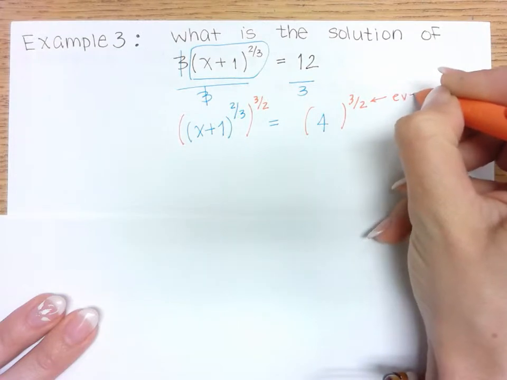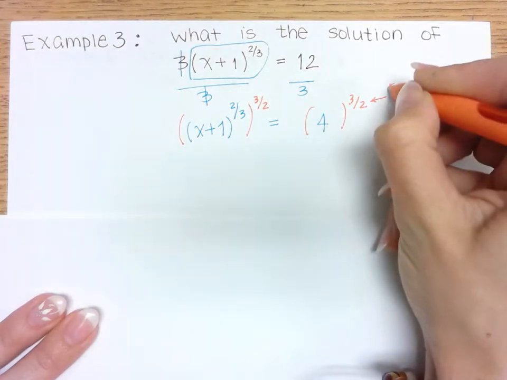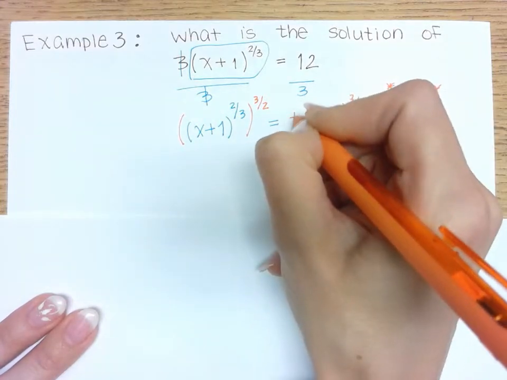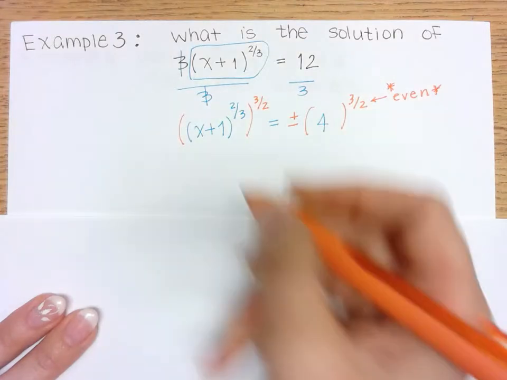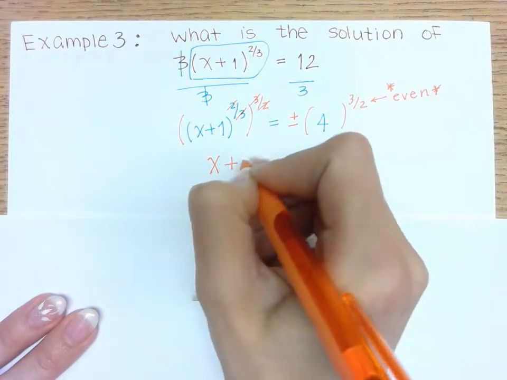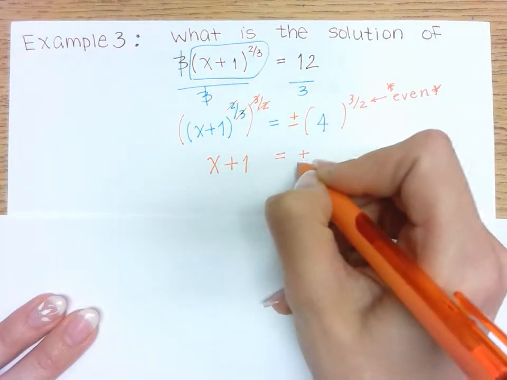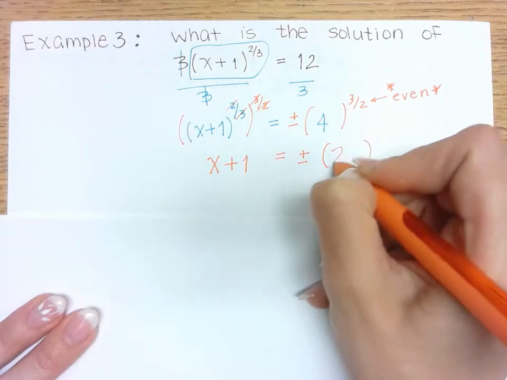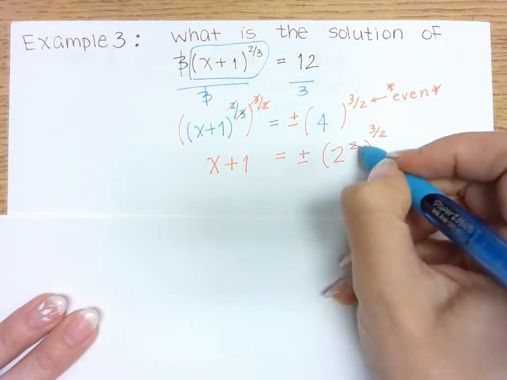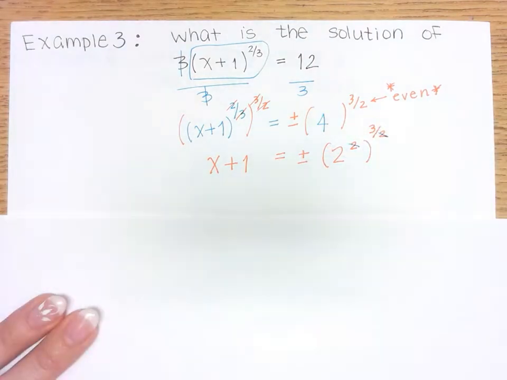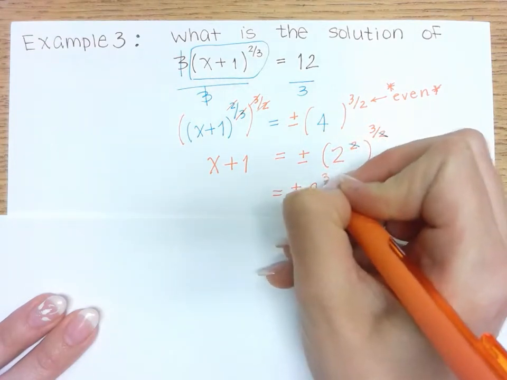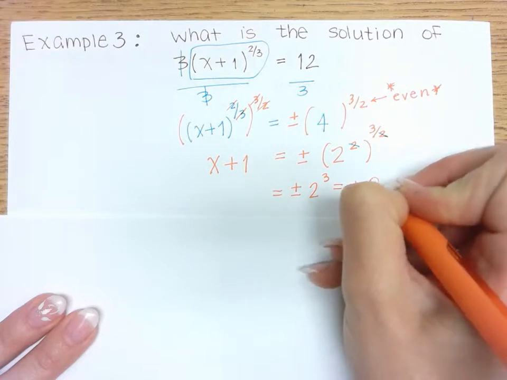That's even. That means you're raising it to the 3rd power and taking the square root. That means we need a plus minus. These 3's cross out, those 2's cross out. This reduces to 1. We have x plus 1 equals plus minus, and I'm going to use 2 squared to the 3 over 2. Squared, and this 2 gives me 2 to the 3rd power. So, plus minus 2 to the 3rd, which equals plus minus 8.